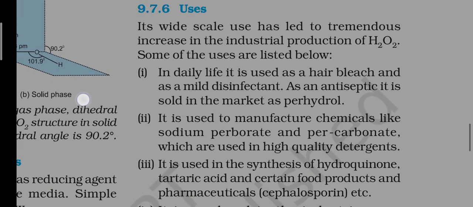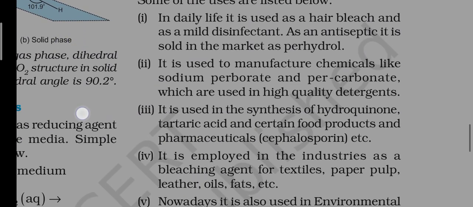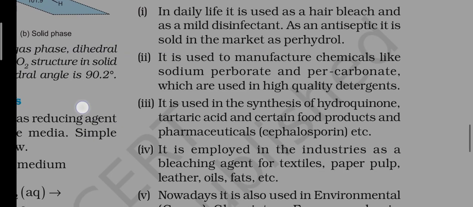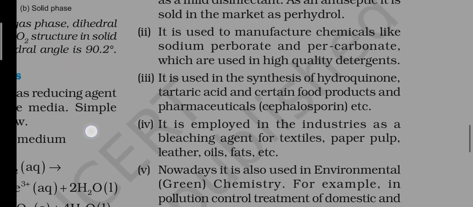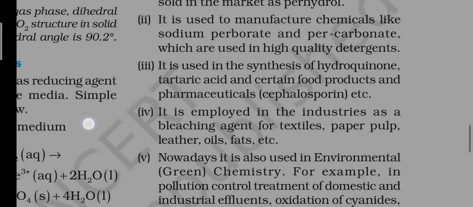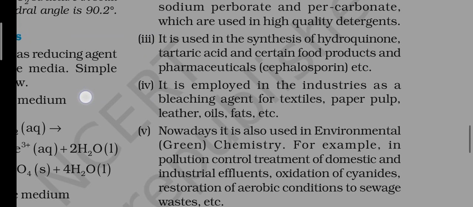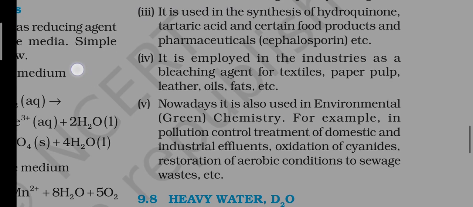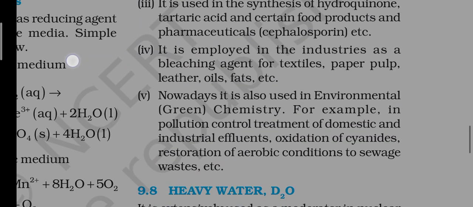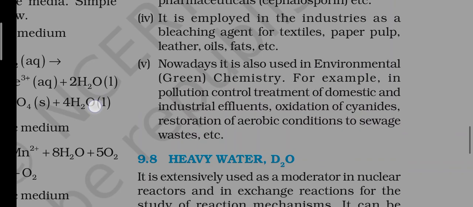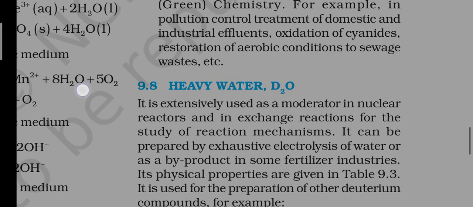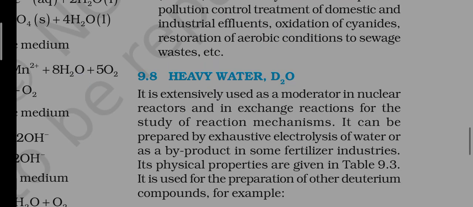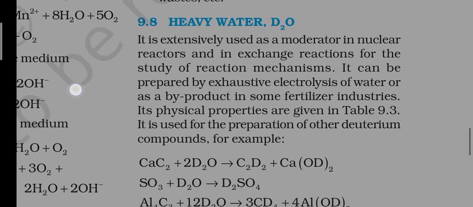Uses of hydrogen peroxide. In daily life, it is used as a hair bleach and as a mild disinfectant. As an antiseptic, it is sold in the market as perhydrol. It is used to manufacture chemicals like sodium perborate and percarbonate, which are used in high quality detergents. It is used in the synthesis of hydroquinone, tartaric acid, and certain food products and pharmaceuticals. Nowadays, it is also used in environmental chemistry, for example, in pollution control treatment of domestic and industrial effluents, oxidation of cyanides, restoration of aerobic conditions to sewage waste, etc.